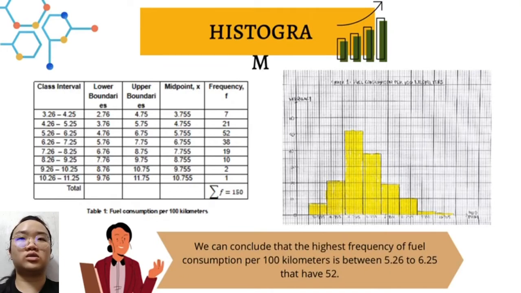4.1 Histogram. At the left side is Table 1 of fuel consumption per 100 km. At the right side is the graph of this table. We can conclude that the highest frequency of fuel consumption per 100 km is between 5.26 to 6.25, which had 52.